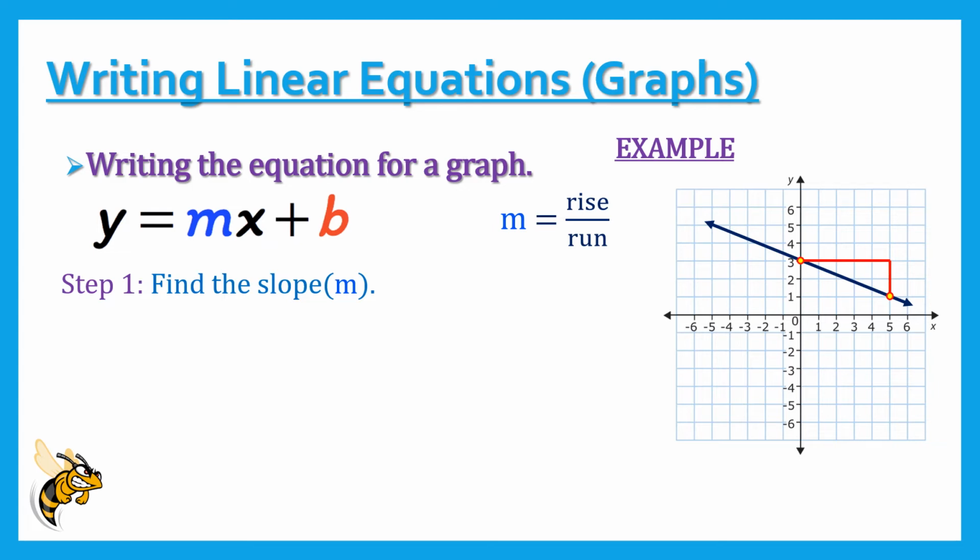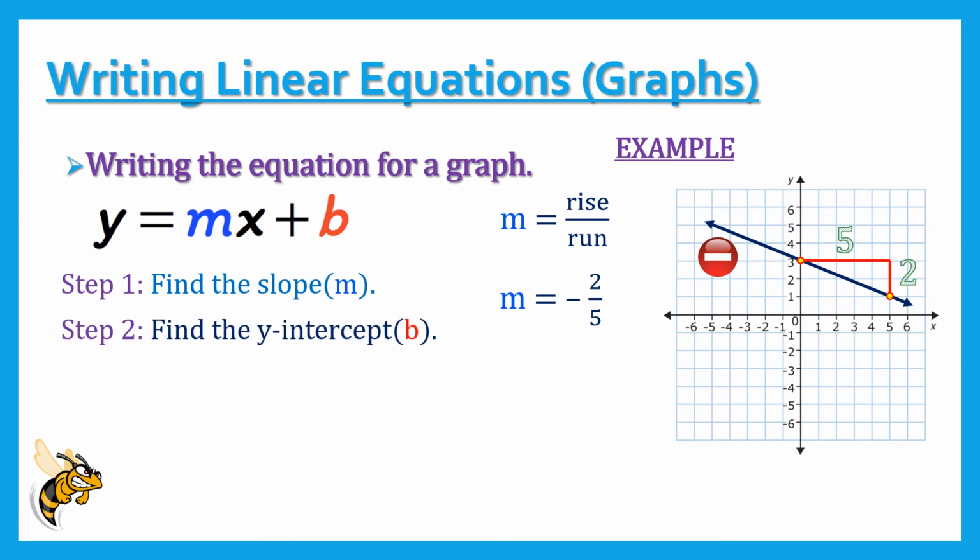So the rise in this case will be 2 boxes, which is 2. And the run will be 5. If you take a good look at the graph, it's actually going down towards the right. So therefore, it's a negative slope. So m will be equal to -2 over 5.